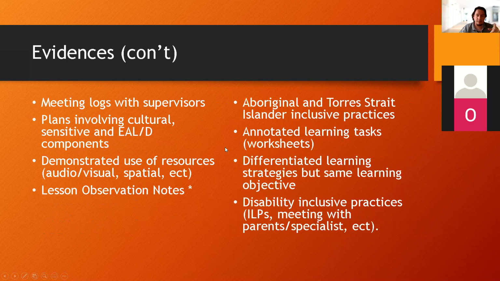Okay, there's some more evidence that you can use. So I've spoken with Maria about meeting logs with supervisors. You can develop a plan involving culturally sensitive and ELD components. Now, what that means is that you might have students with a sensitivity due to trauma or due to some kind of behavioral issue that has yet to be addressed, or that does not have an ILP arranged yet. Or you might have students that have difficulty with English as a second language.